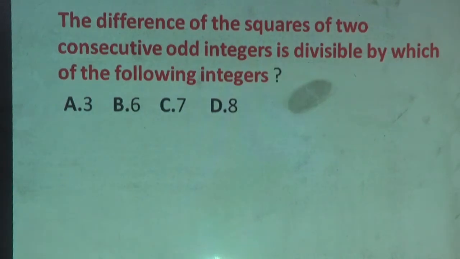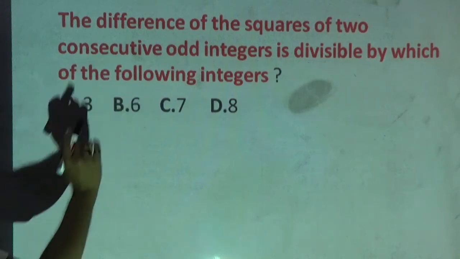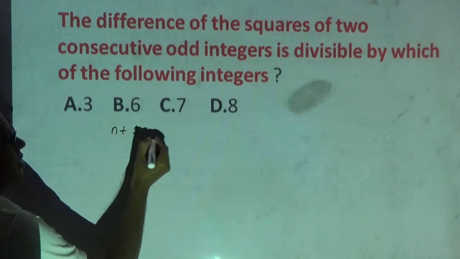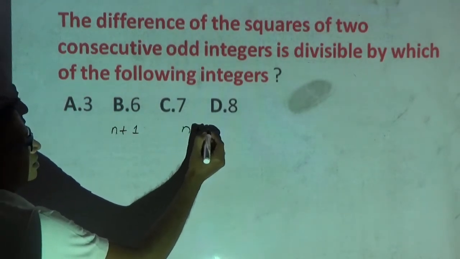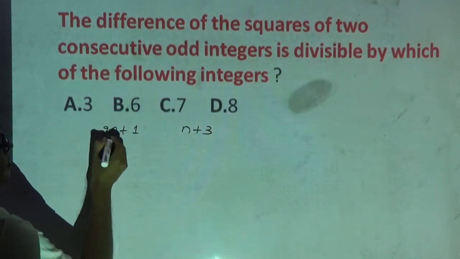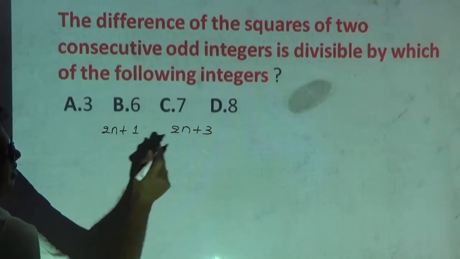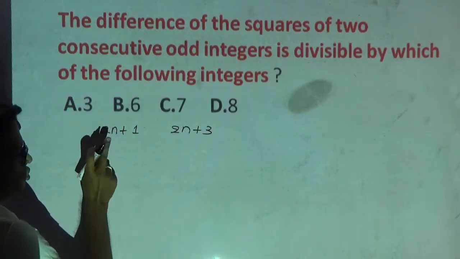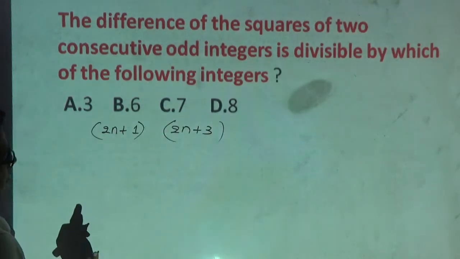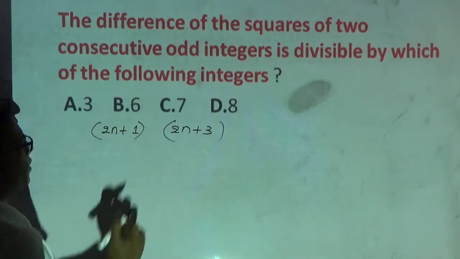Next question. The difference of squares of two consecutive odd numbers is divisible by which of the following? So how to take consecutive odd numbers? I will take n plus 1 and n plus 3. Or else I can take 2n plus 1 and 2n plus 3. This will be better. See, if n is equal to 1, this will be 3 and this will be 5. If n is equal to 2, this will be 5 and here it will be 7. So these are the consecutive odd numbers. The generalized form for odd numbers is 2n plus 1 and 2n plus 3.